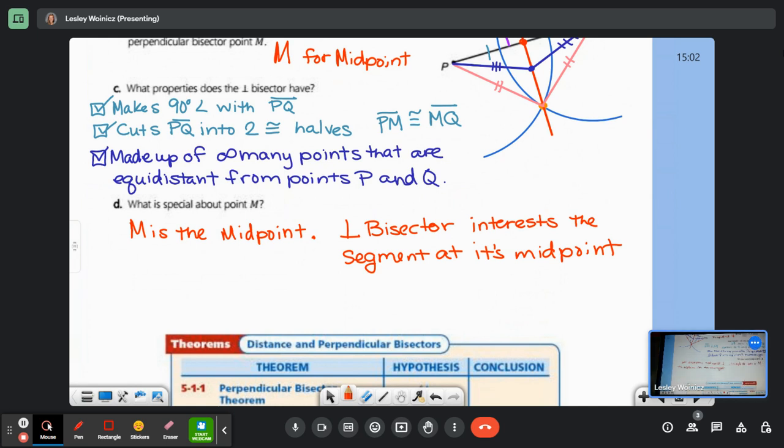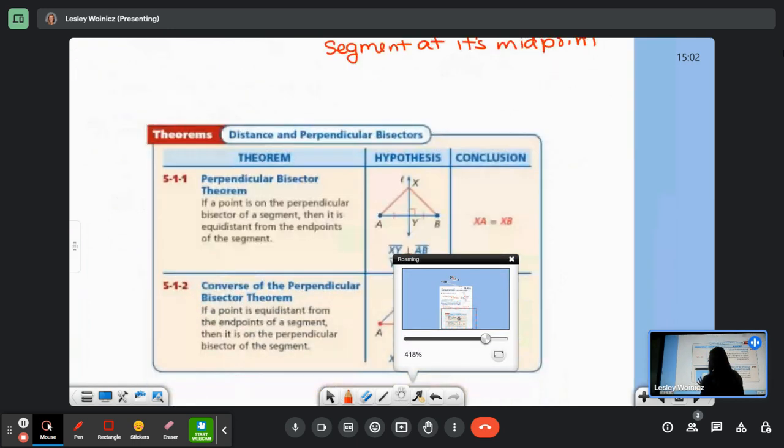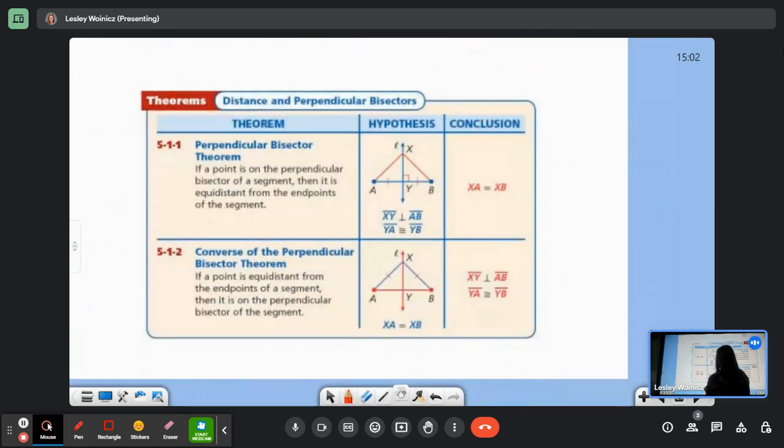Okay. Whew. Next, we've got a couple of fun little theorems. Well, I didn't get that. Can you back up? Yes.